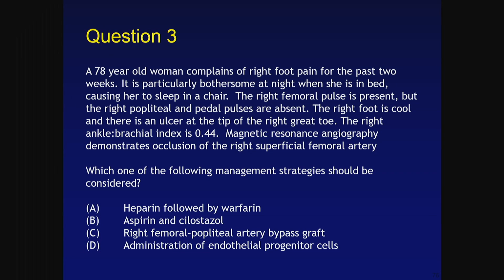Initiation of heparin and then warfarin, initiation of aspirin and cilostazol, right femoral popliteal artery bypass graft, or administration of endothelial progenitor cells. And as we discussed previously, the presence of critical limb ischemia, as described in this clinical vignette, warrants consideration of revascularization with a goal of limb salvage.